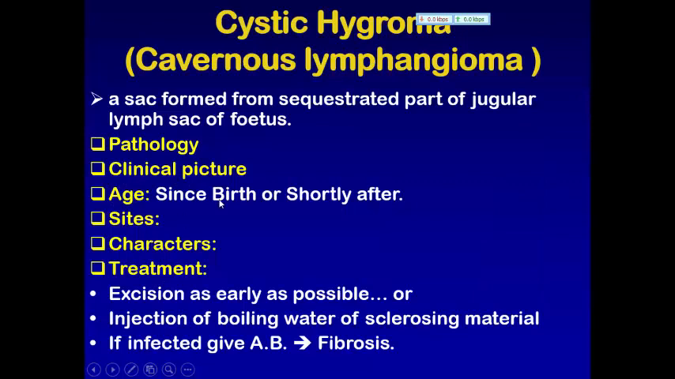Another pathology in the neck is what we call cystic hygroma. Another name, cavernous lymphangioma. It is a sac formed from a sequestrated part of the jugular lymph sac of the fetus. So it is a sequestrated lymphatic sac. The pathology: it consists of multiple intercommunicating cystic lymph spaces. It is lined by endothelium. It contains lymph. On the clinical picture, the usual age of presentation is since birth or shortly after.